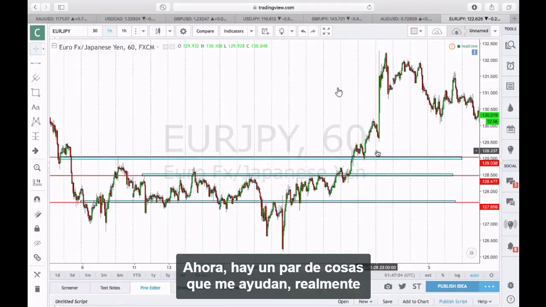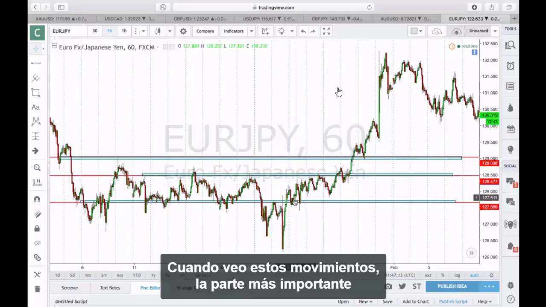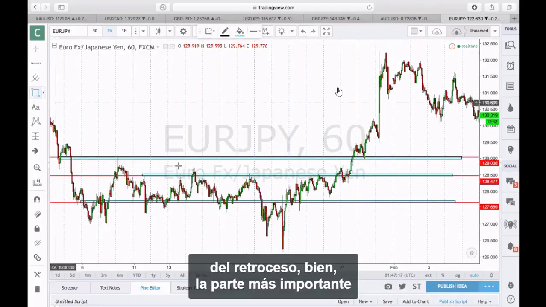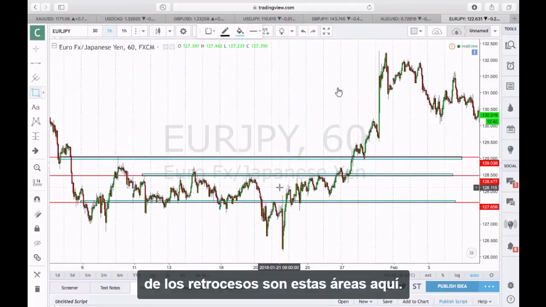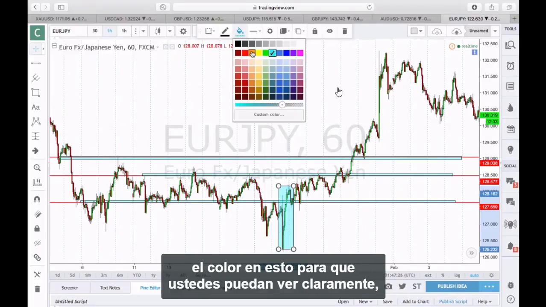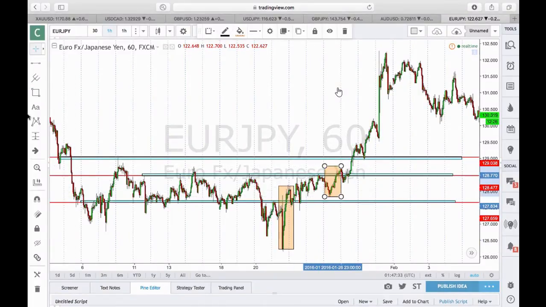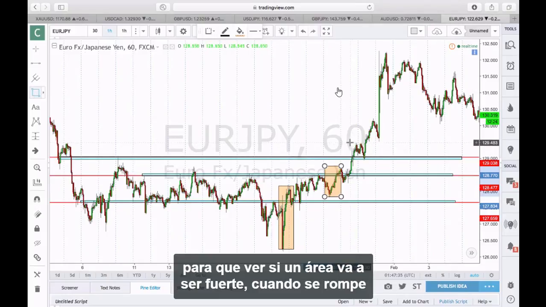Now there's a couple key things that help me strategically know exactly where price is going to move. When I see these movements, the most important part of the pullback is these areas right here. I'm going to change the color on this so you guys can see clearly. The reason why it's so important is because in order for me to see if an area is going to be strong.